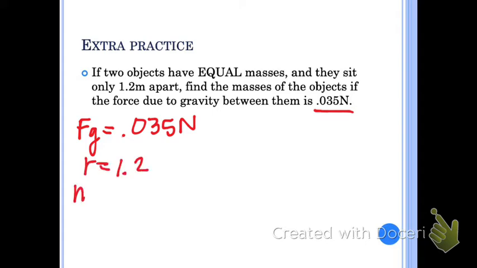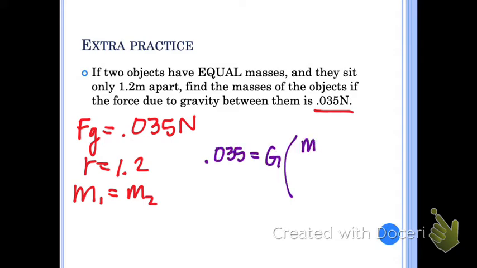The radius is 1.2. And then we don't know either mass. But we do know that M1 equals M2, because it says their masses are equal. So we don't know what they are separately, but we know that they equal each other. So if I plug into my equation, 0.035 equals big G M1 times M2 over R squared.